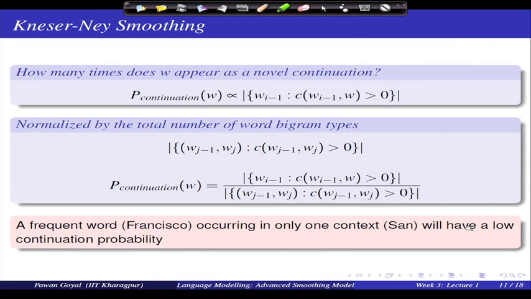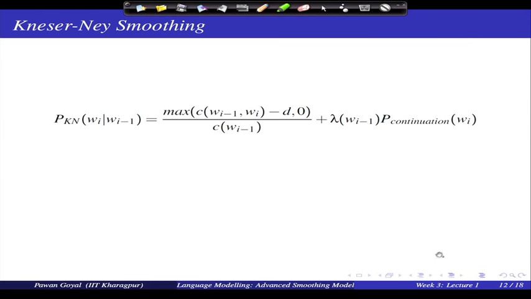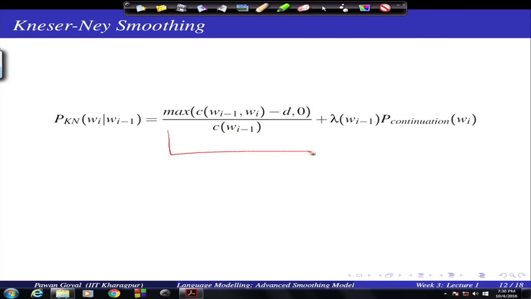Okay. So if I do that, a frequent word like Francisco occurring only in one context of Sam will have a lower continuation probability. So this will be my model with Kneser-Ney smoothing. You see, all of this is the same. Now instead of P(wi), we have put P continuation(wi) that we get from the previous slide, whatever formula we wrote in the previous slide, that will give me this P continuation(wi).